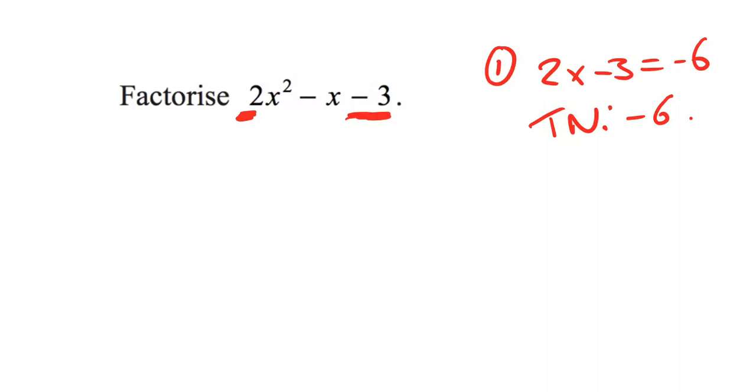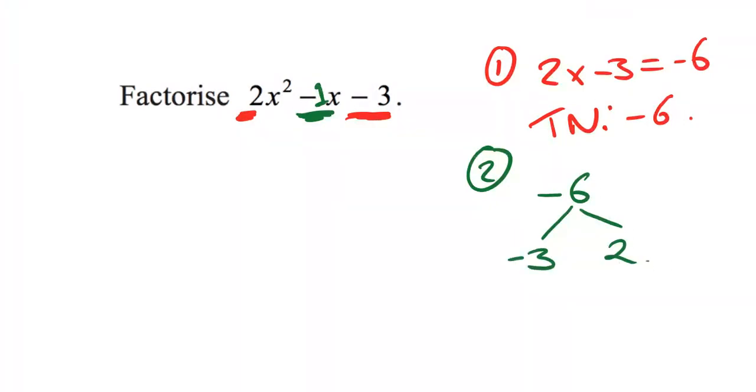Step number 2, we are going to take that target number and think about it. We're also going to think about the number that is in front of the x. Now, in this example, there's no number there, but really it's minus 1x. So we're going to think about minus 1. And we're looking to take our target number, which is minus 6, and think about two numbers that multiply to make minus 6, but add to make that middle coefficient, minus 1. So that's going to be minus 3 and a positive 2. So that is step number 2.